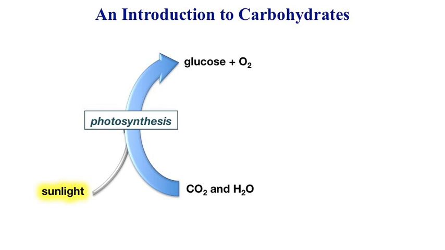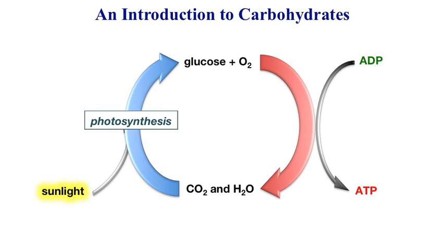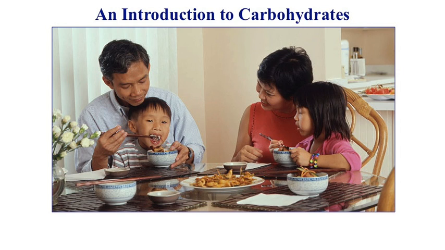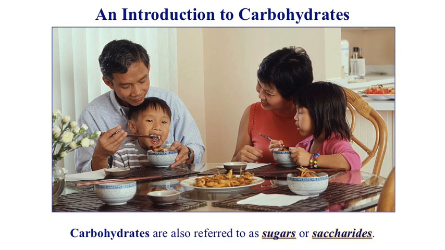Plants can then use glucose to produce the ATP molecules that are needed to do the work that's necessary for life. Plants store excess glucose as starch, a carbohydrate, for later use. Animals obtain energy that's stored in starch by eating plants or by eating animals that ate plants or had herbivores in their food chain. So in one sense, we're all solar powered. Carbohydrates are also referred to as sugars or saccharides. We're all familiar with table sugar, which is a particular carbohydrate molecule.